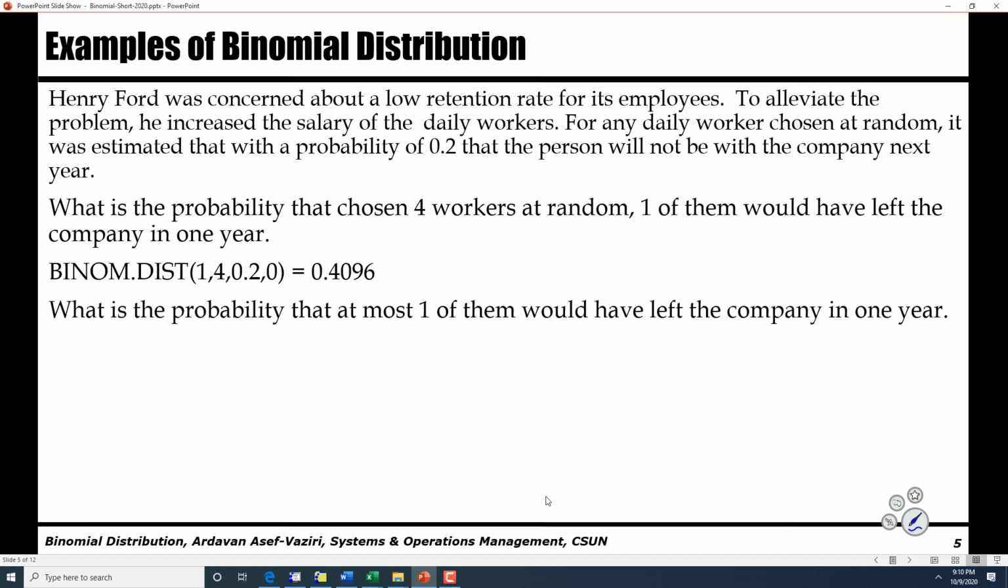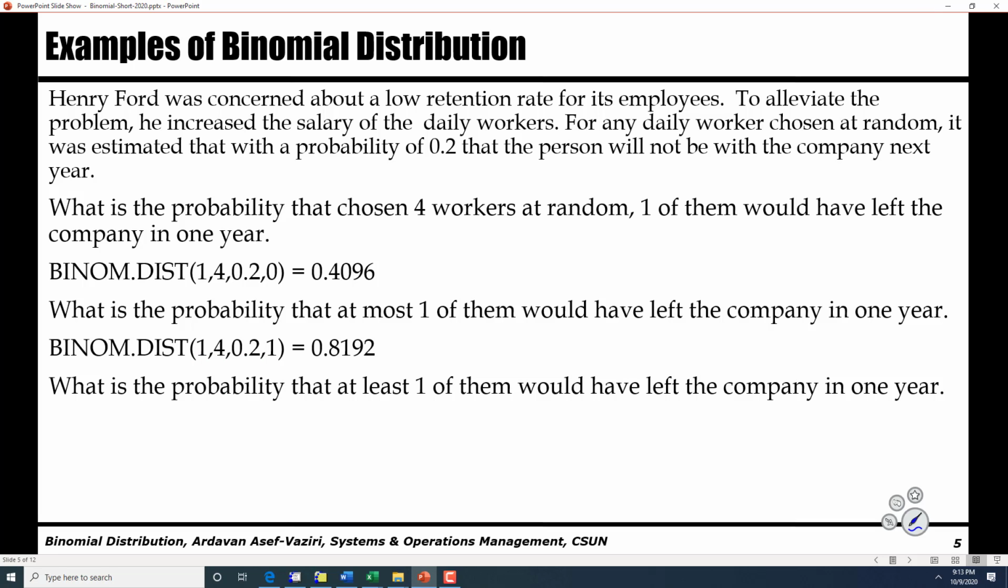What is the probability that at most one of them has left the company? Again, probability of x, at most one of them left the company. So x, the number of people who have left the company, should be at most equal to 1, probability of x less than or equal to 1. Let's say this is x, this is n, this is p, and this is less than or equal.